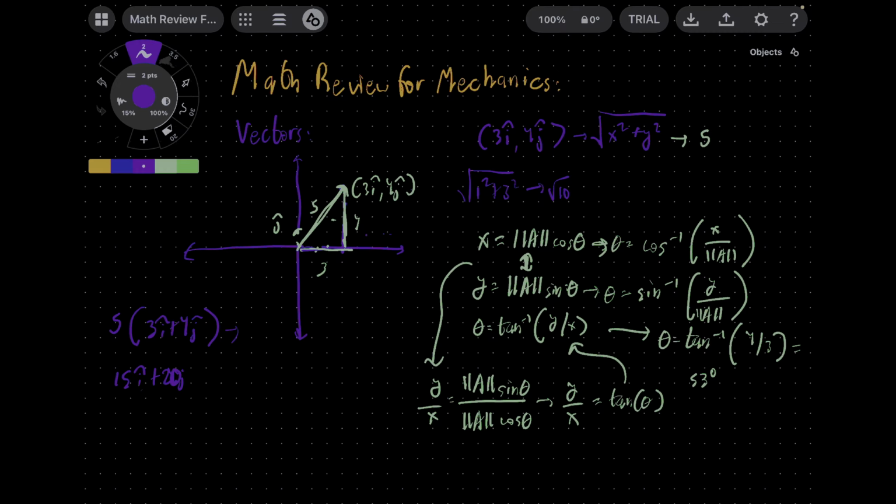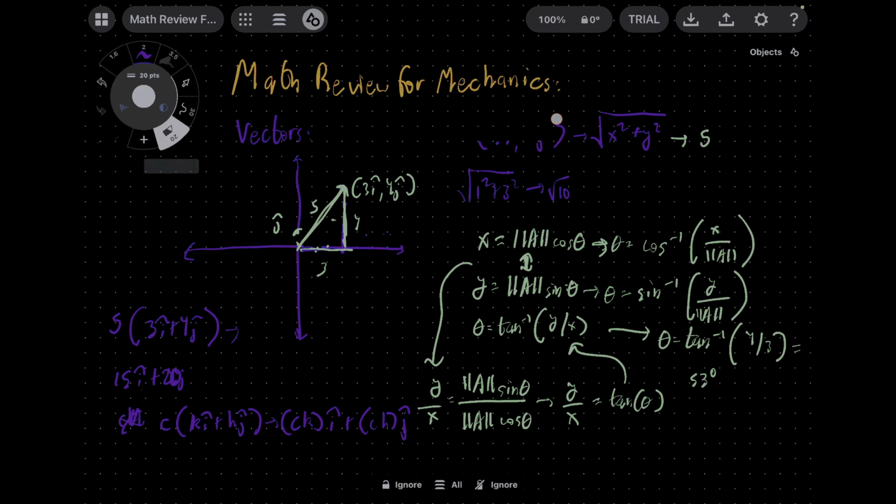So, in a nutshell, what we can do is we can say if we have C multiplied by a vector ki hat plus hj hat, this is equal to C multiplied by ki hat plus C multiplied by hj hat. Now that we know how to use scalars, we can now figure out how to add vectors.